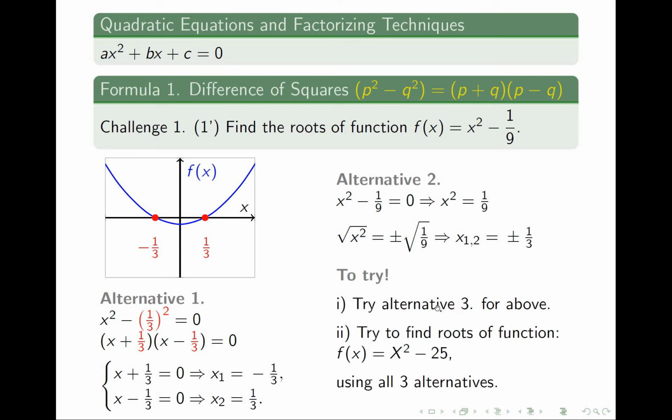Second thing to try, I would like to challenge you to find the roots of the following function: f(x) equals x squared minus 25. You can of course use all three alternatives.